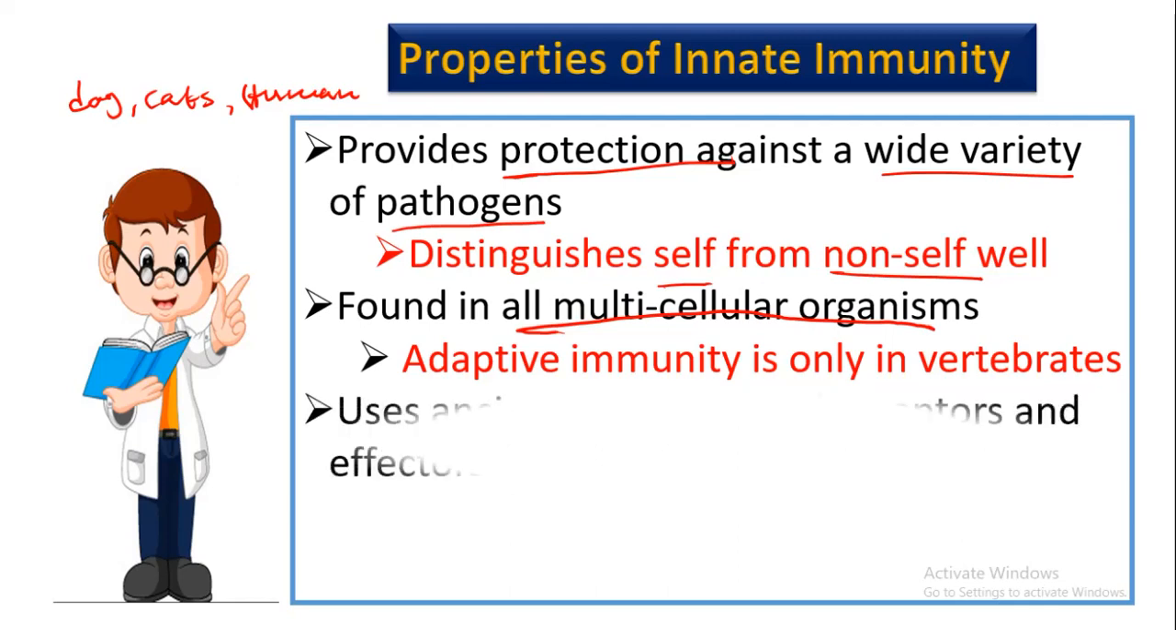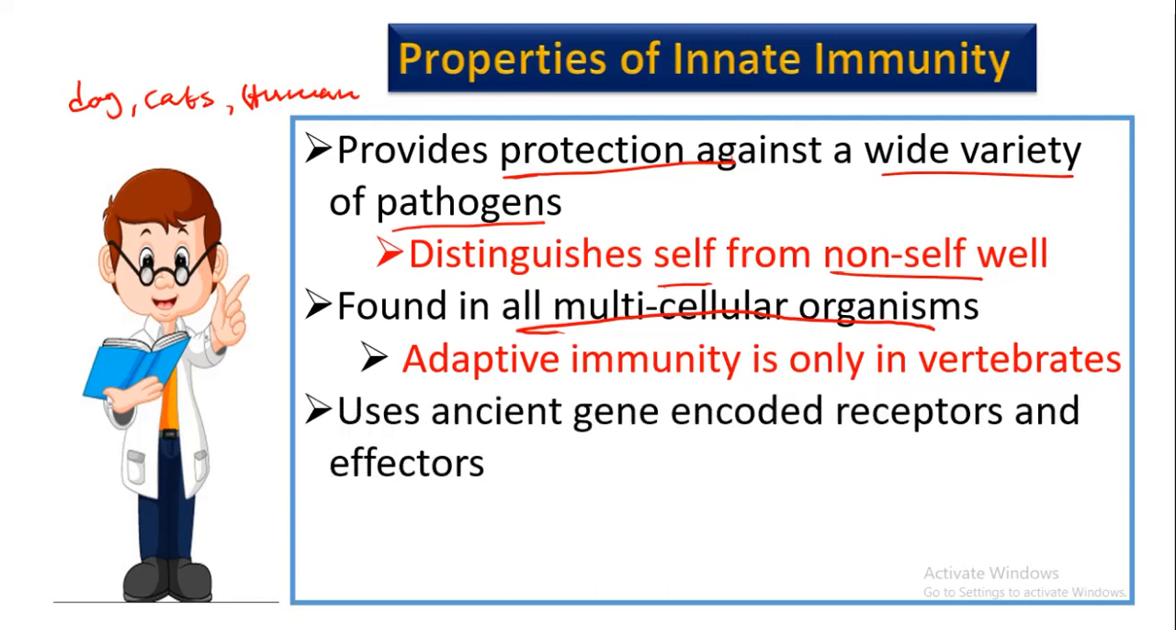The other thing is that it uses ancient gene-encoded receptors and effectors. So in short, it just depends on the gene encoded, and this gene encoded can be receptors and effectors. Now, we have talked about the innate system forming the first line of defense, the innate system being found in multicellular organisms, the innate system being non-specific.